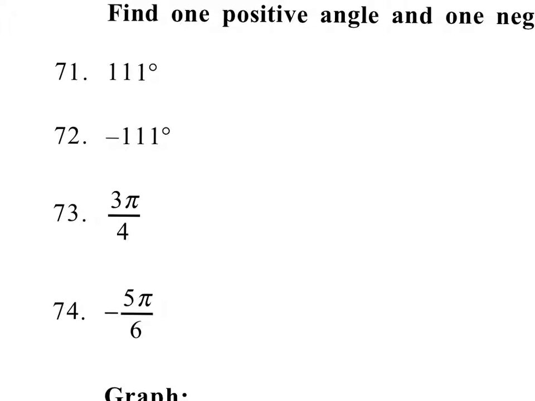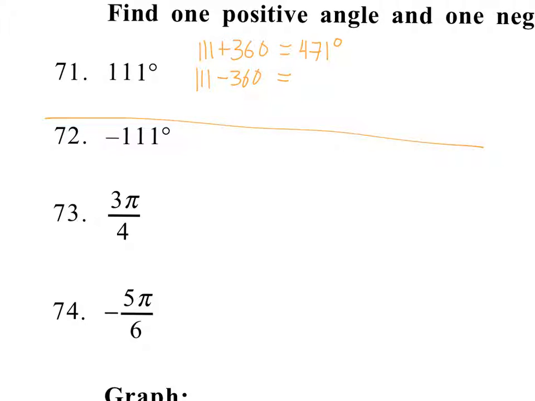For these guys, we're going to find some coterminal angles. I'm also going to find some reference angles to go with this just to kind of keep that on the same page. Looking at 71, we've got 111 degrees. A positive coterminal angle would be 111 plus 360. In other words, that would be 471 degrees. A negative coterminal angle for this would be 111 minus 360. That'll take us satisfactorily into the negatives. And 111 minus 360 is going to be negative 249 degrees.